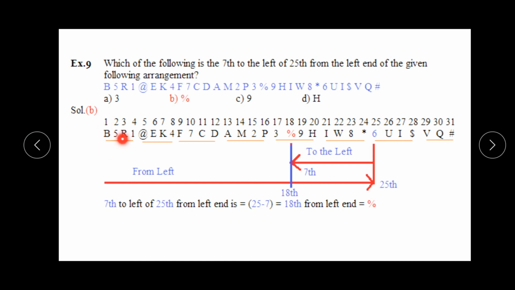I will not count one by one up to the 18th. I will count in groups, because I have made groups of four numbers, alphabets, or symbols. It means I will count the groups, which will be very fast. 1, 2, 3, 4. At the fourth group, 16 letters, numbers, or symbols are covered. It means to reach the 18th position, I will count only 2 more, 1 and 2. See how fast I counted it. 1, 2, 3, 4, and after that 1 and 2, and that is the percent symbol, which is our answer.